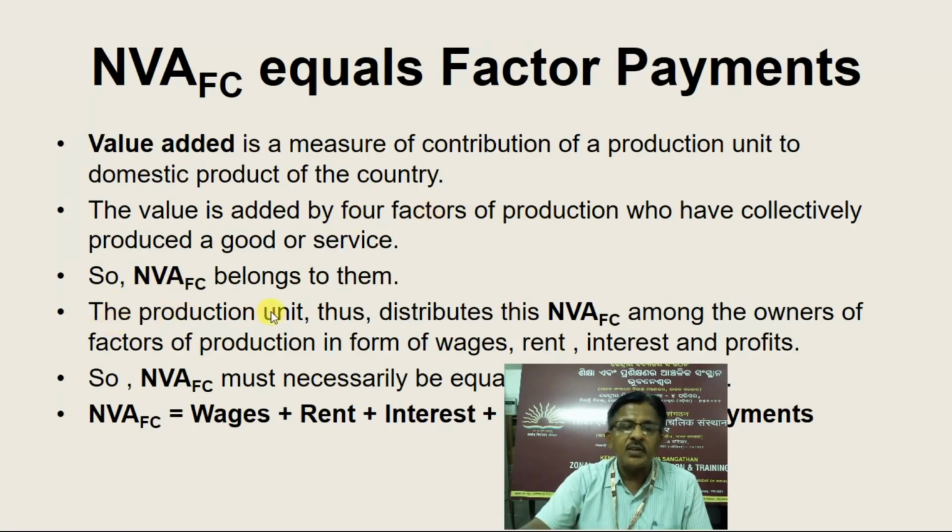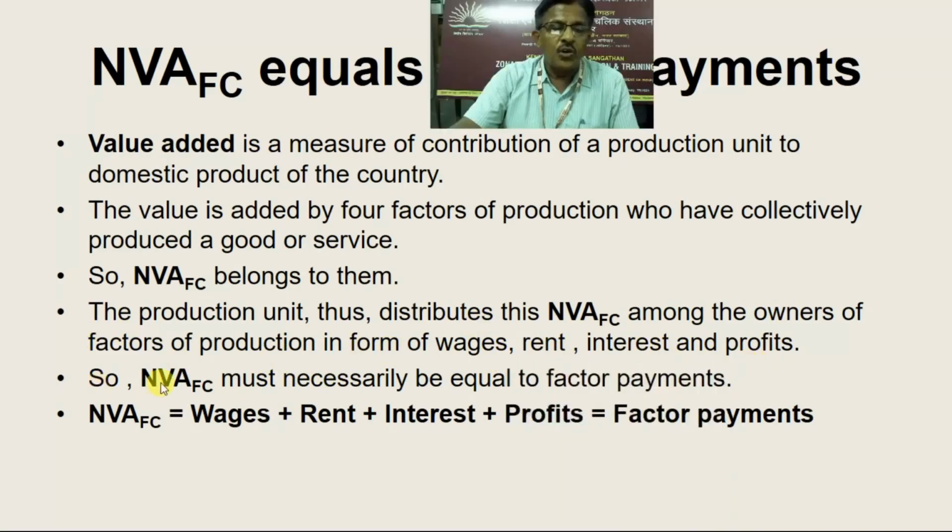The production unit thus distributes the net value added at factor cost among the owners of factors of production in the form of wages, rent, interest and profits. So net value added at factor cost must necessarily be equal to factor payments. That is, net value added at factor cost is equal to wages plus rent plus interest plus profits. That is factor payments. That means these 4 payments are factor payments. So NVA at factor cost is equal to factor payments.